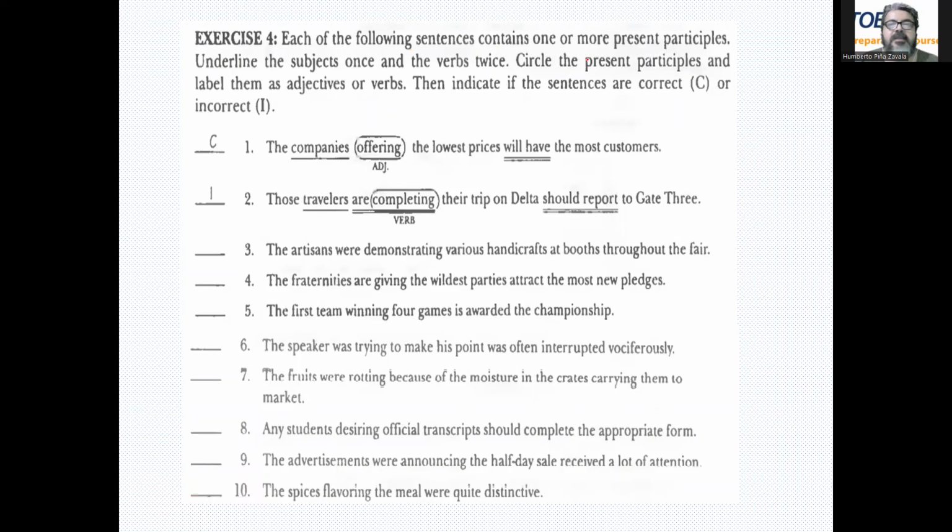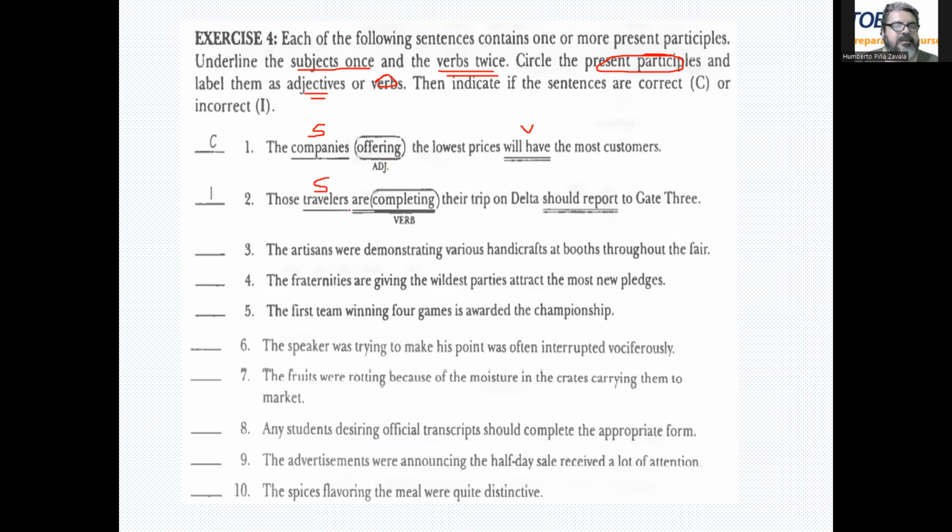Each of the following sentences contains one or more present participles. Underline the subject once and the verbs twice. Circle the present participles. Label them as either an adjective or a verb, and indicate whether the sentence is correct or incorrect. The example reads: the companies offering the lowest prices will have the most customers. Right? We get the subject, verb. Offering is an -ing, but it's working as an adjective rather than as a verb.